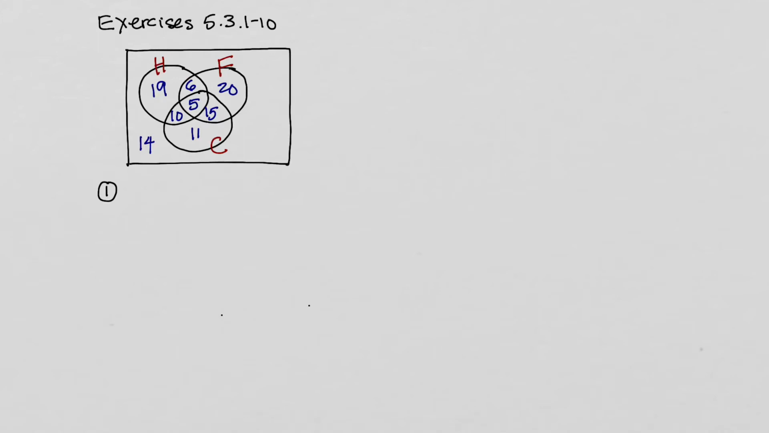In problems 1 through 10, we're given this Venn diagram, and our categories are hardback books, fiction books, and children's books. And in the problems, we're asked to find how many are in certain categories. So let's get started. Problem number 1 asks us how many books are hardback fiction.